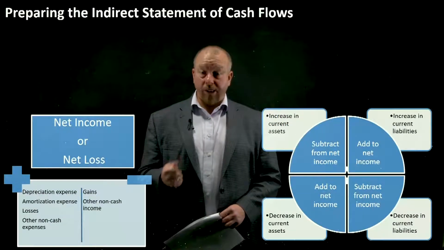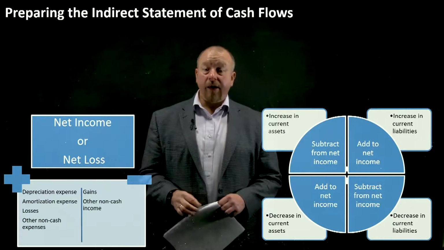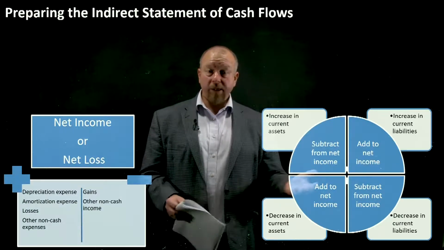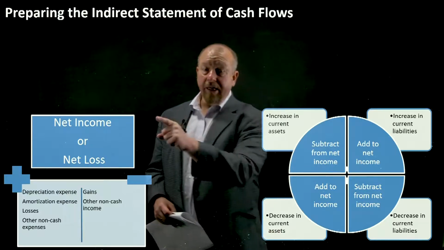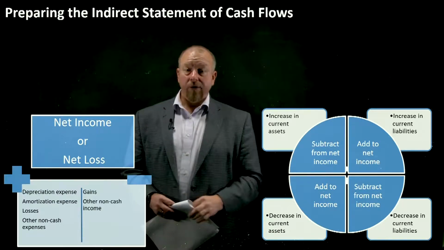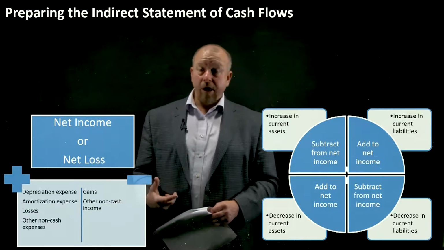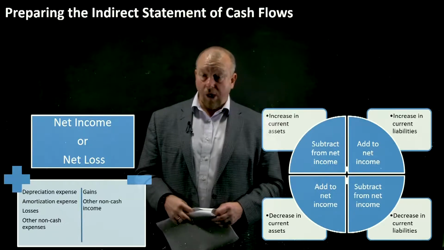Before we wrap up our discussion of the operating section and move on to investing and financing, I just want to give you some basic ground rules. And this is really just a summary of what we did. Your starting point is always going to be net income or net loss from your income statement. And it could be either number. Hopefully it's a net income. We want profitable companies, but sometimes companies report an operating loss.